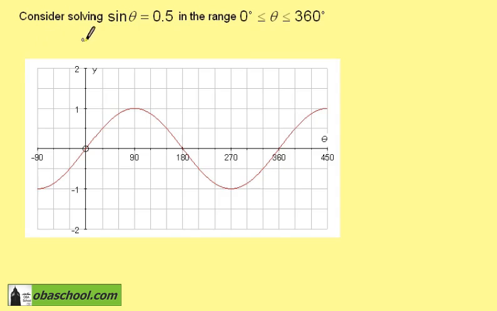Consider solving sine theta is equal to 0.5 in the range theta is between 0 degrees and 360 degrees. We have the graph of y equals sine theta drawn for us here. If we consider a graphical solution, then y equals sine theta, which we already have, and y equals 0.5 will have their points of intersection at the solutions to the equation sine theta is equal to 0.5.